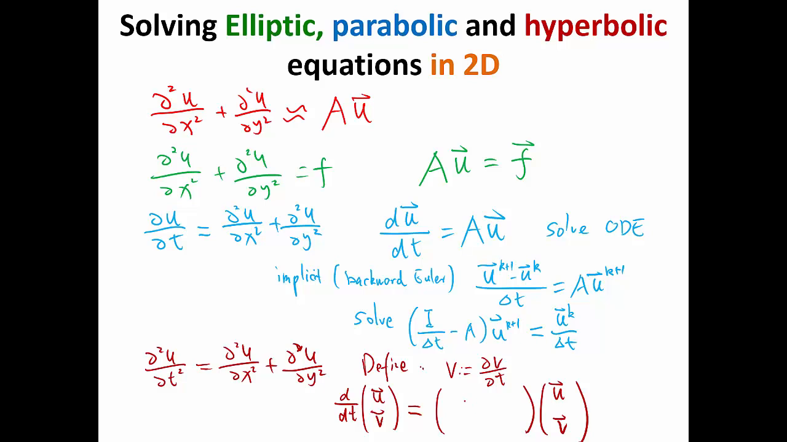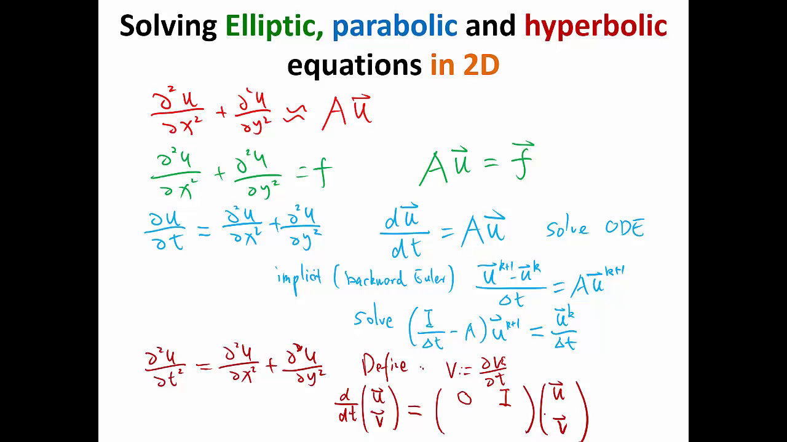And the blocks would be something like the first row is 0 and I. That is because the first order derivative of u is just equal to v. So the first row of the matrix is 0 and identity, so that when it is multiplied by u and v, it is equal to v.